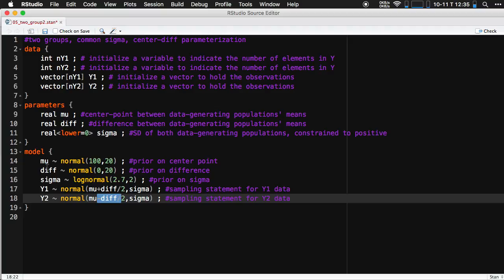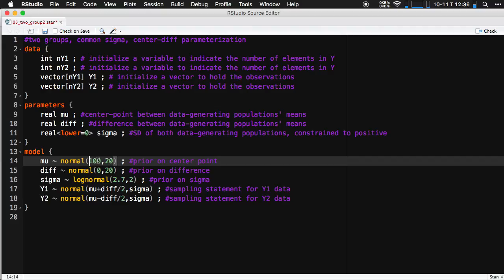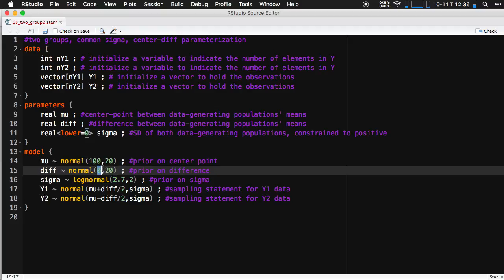So what's nice about this parameterization is you can talk about the center where it's located, and we were just using this, generally assuming they're starting at 100, but having this weak prior on it of about 20. But now we can have a prior directly on the difference.